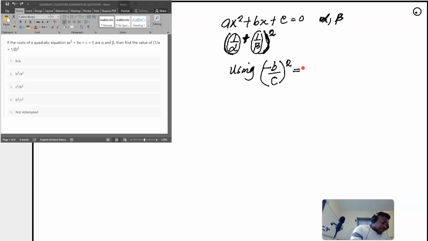So here, minus, what is my b in this expression? It is still b over, what is my c? My c is still c. I'm squaring this, so minus squared is plus, b squared is b squared, and c squared is c squared. So my answer here is going to be b squared over c squared, which is option 4.